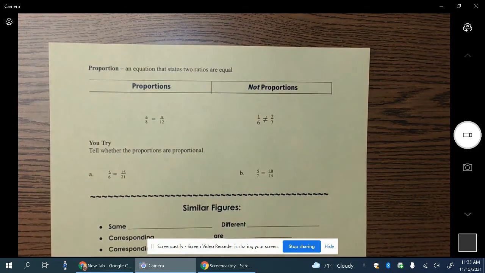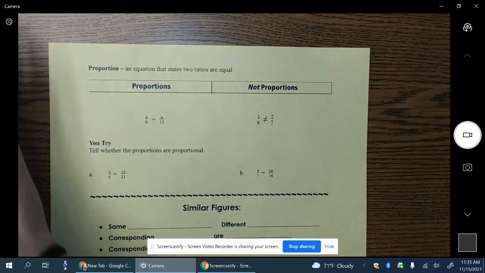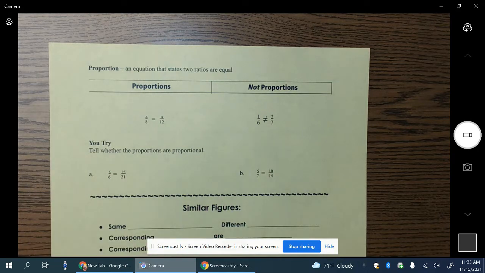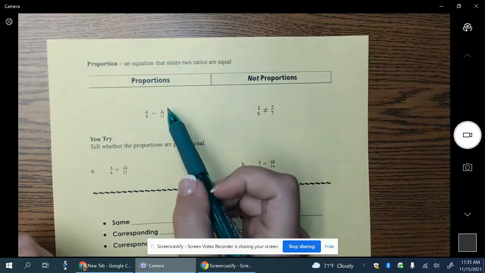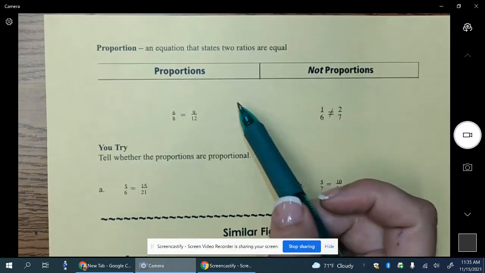Proportions. So again, this is not new to you. A proportion is an equation that states two ratios are equal. So again, we did a lot of proportions in 7th grade.